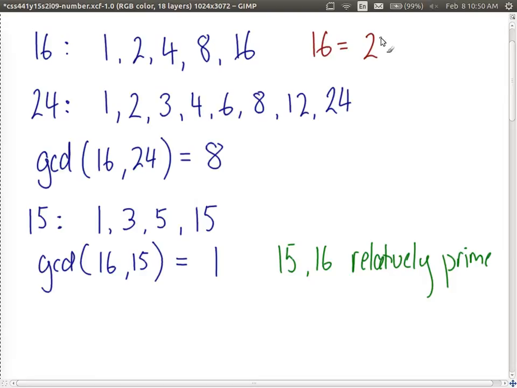Okay. So 2 to the power of 4. Right? 16 is 2 times 2 times 2 times 2. So its prime factor is 2, but it appears 4 times. 24 is what?